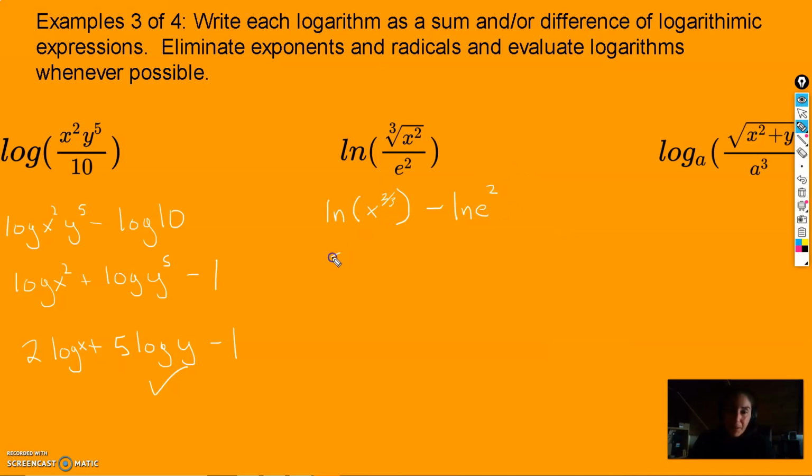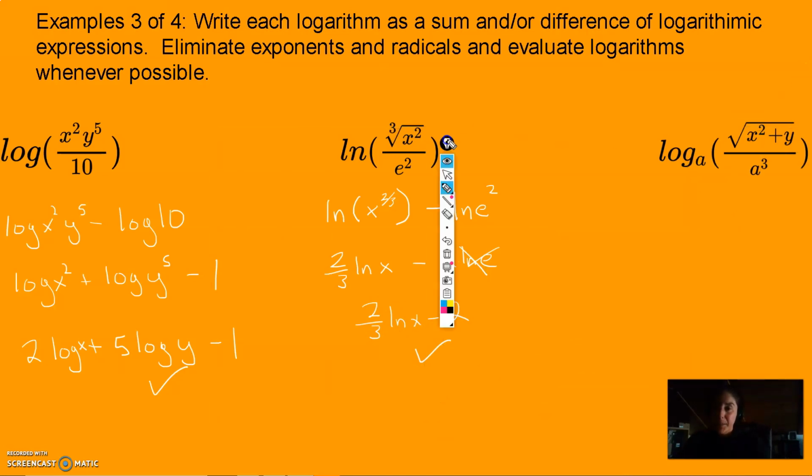Okay, let's invoke power rule. 2/3 ln of x minus 2 ln of e. What happens with ln of e? They're inverses of each other, so they cancel out. So this will just end up being 2/3 ln of x minus 2. And we're done here.